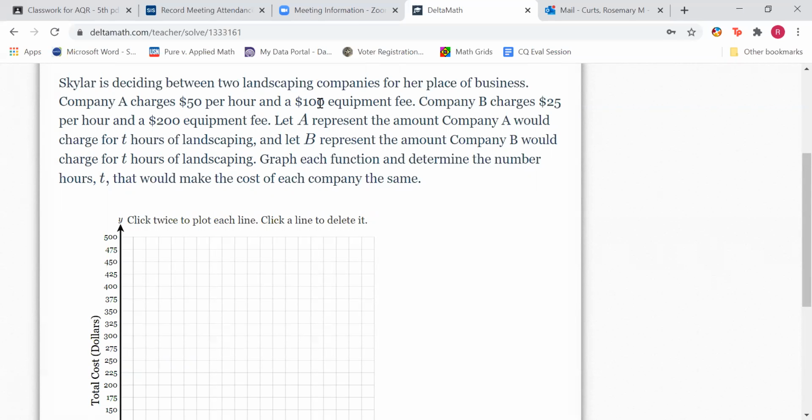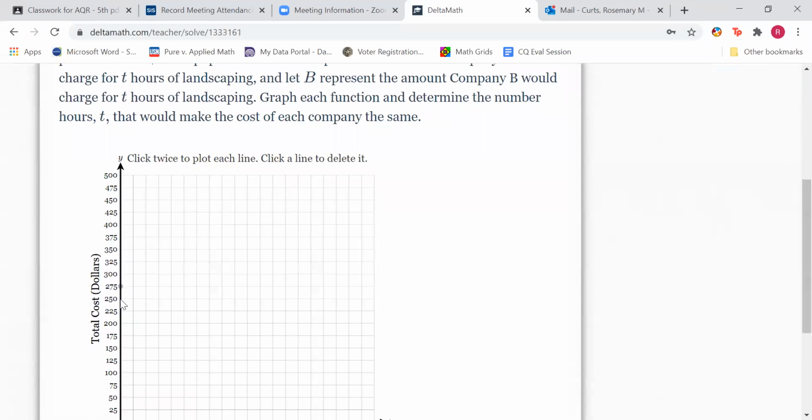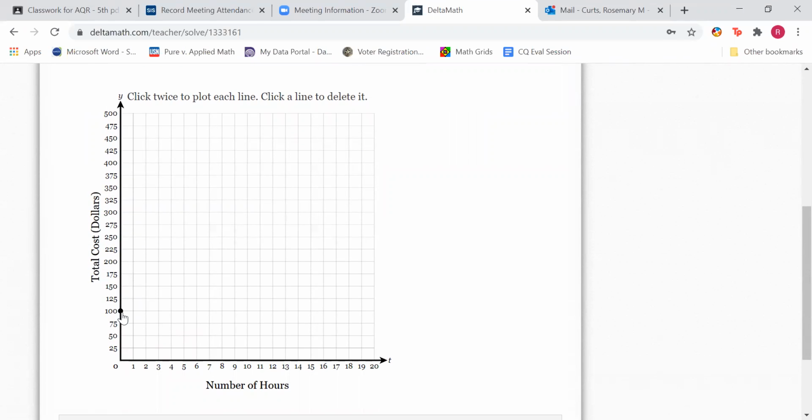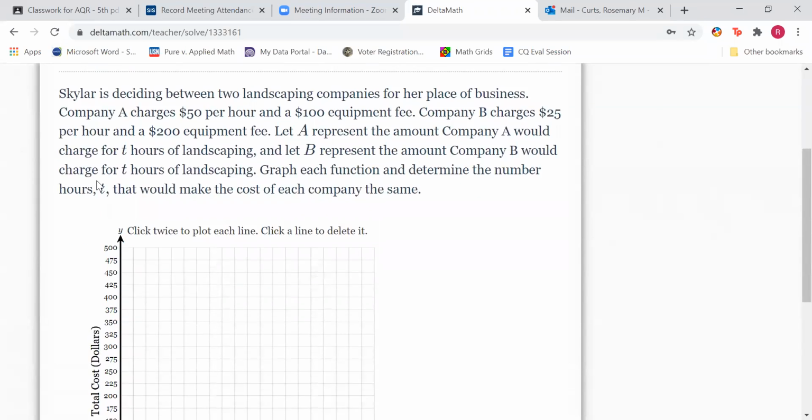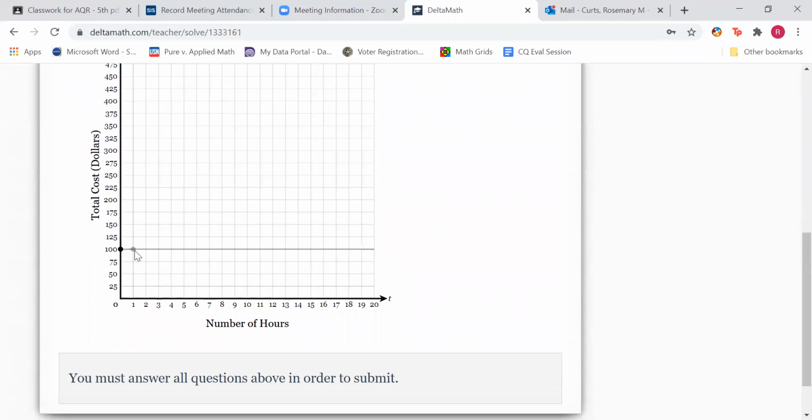So you start off, you're paying $100 just for the equipment. So before you even work any, you already owe them $100. And that's at T equals zero, before any work, just for the equipment. $50 per hour. So that means after 1 hour, we go up $50, from 100 to 150. After 2 hours, go up another 50 to 200. 3 hours, another 50 to 250. 4 hours, another 50 to 300, etc. I could have put my cursor down on any of these spots and it would have made the same line, okay?